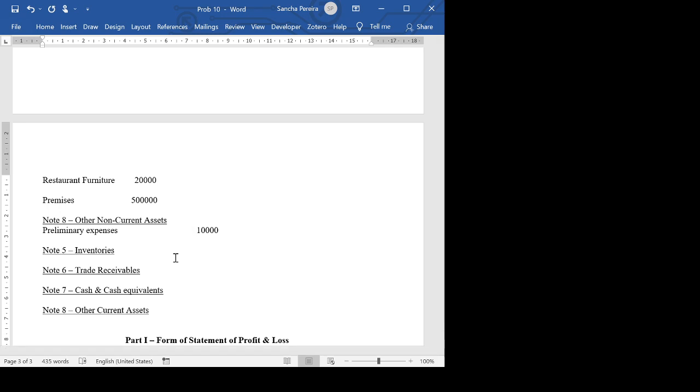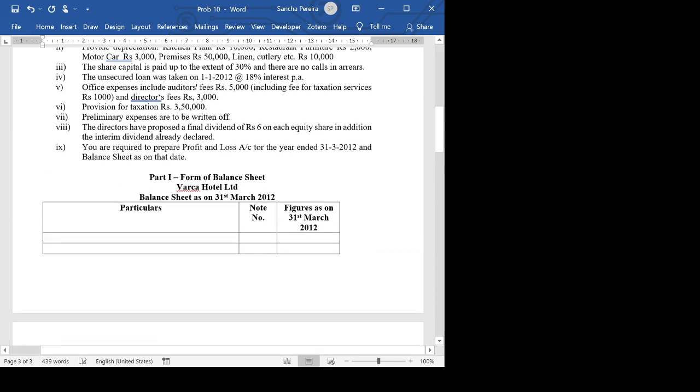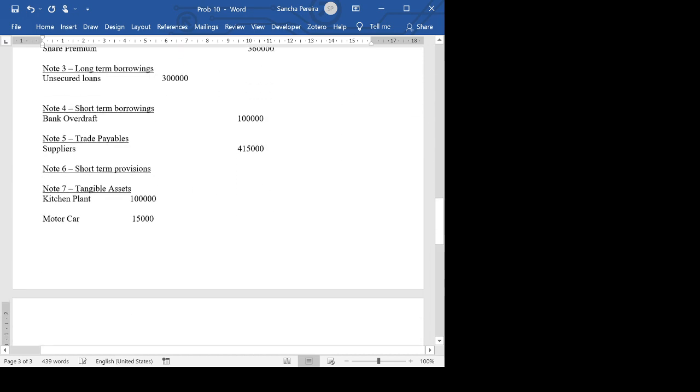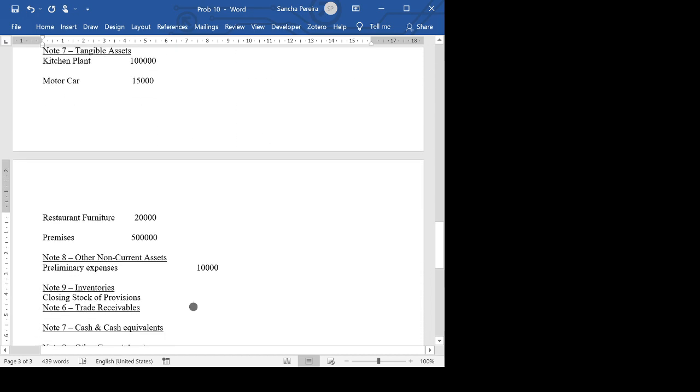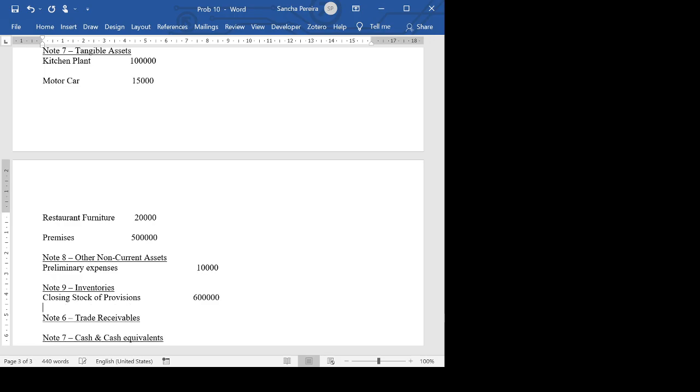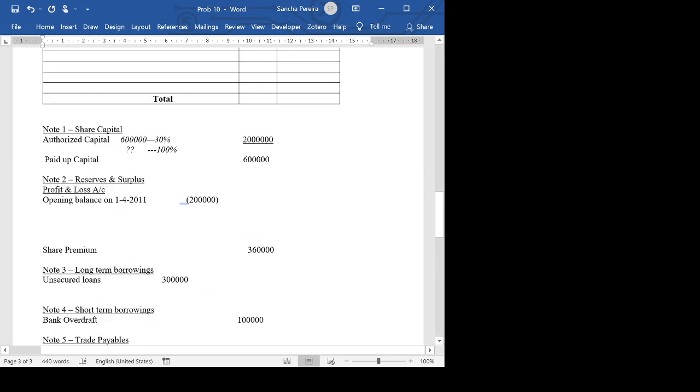Now we come to current assets. The first thing here is current investments. We don't have anything under current investments. Then we have inventories. Here we will have the closing stock of provisions, which is given to us as 6 lakhs. Then we have trade receivables.